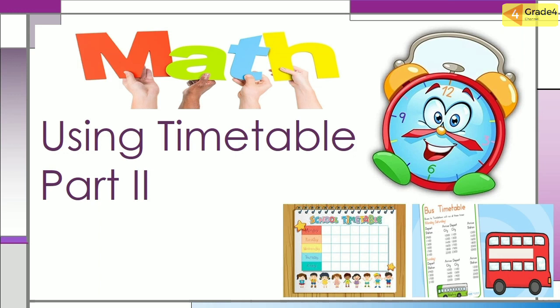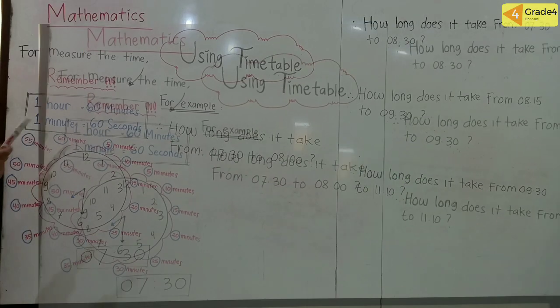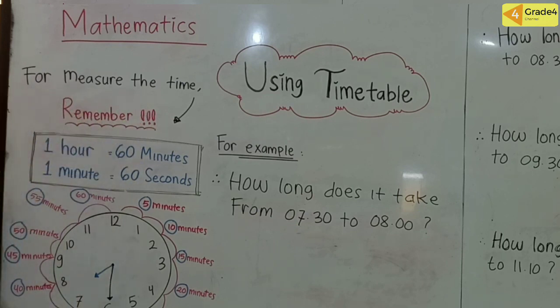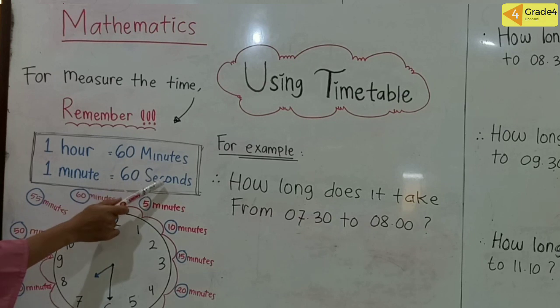Bismillahirrahmanirrahim. I will explain to you about using timetable again. Maybe this video can make it easier for you to study about time. Let's start. Friends, to measure time, you must remember that 1 hour is equal to 60 minutes, and then 1 minute is equal to 60 seconds.